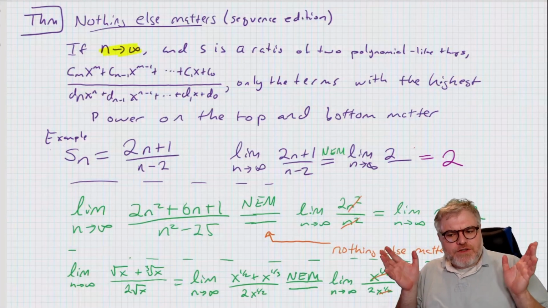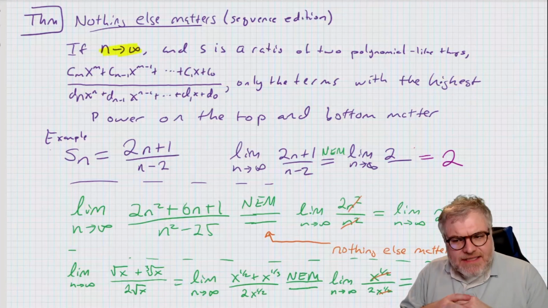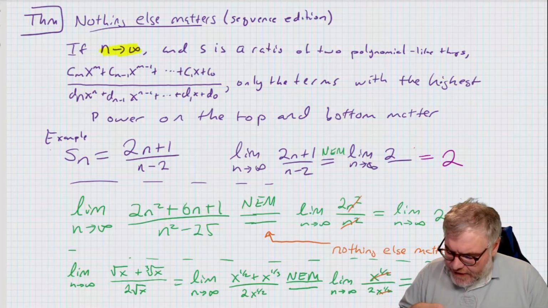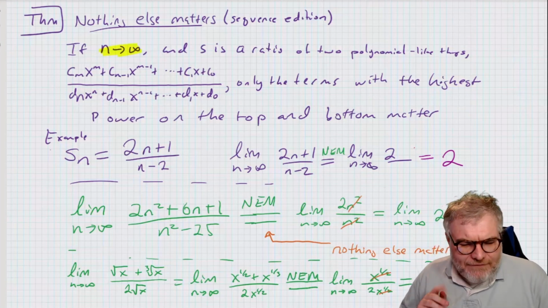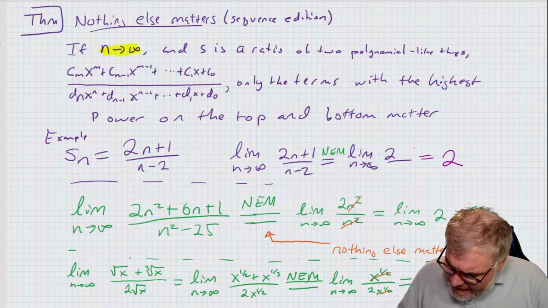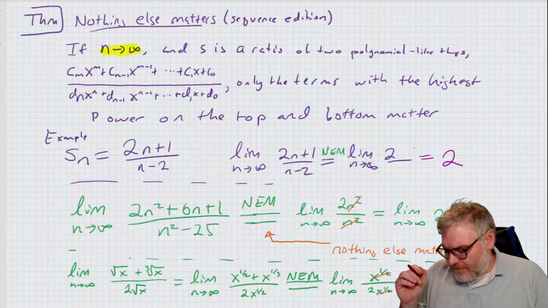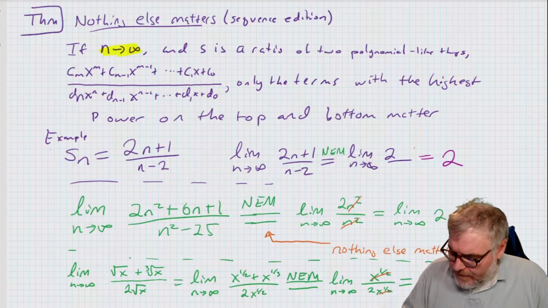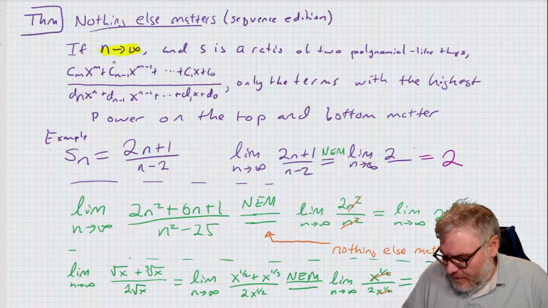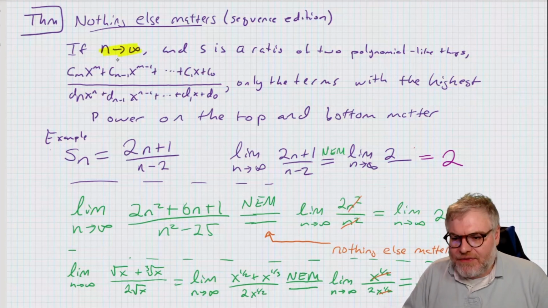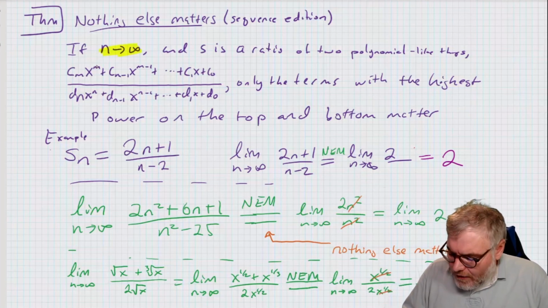Let's have our first big theorem of the class, okay? This is how we compute a bunch of these, and it's kind of slick. This is Nothing Else Matters, the sequence addition. This is always a fan favorite. Let's suppose n is going to infinity. With sequences, it always is. But the reason I put this in here with a big highlight is because when we do functions, it's important to note that we are only interested in things that are going to infinity or negative infinity. So right now I'm just talking about sequences.